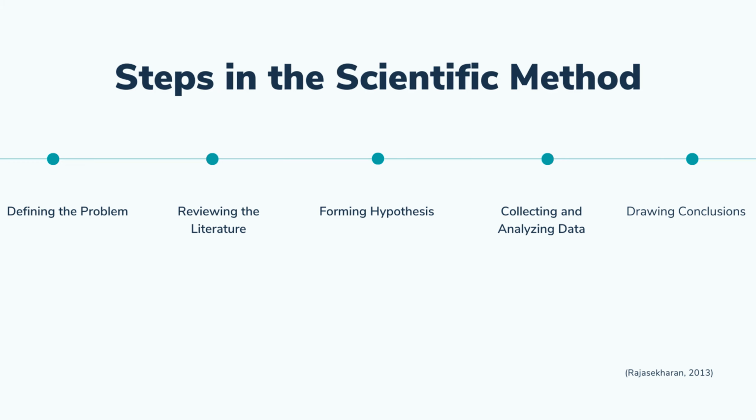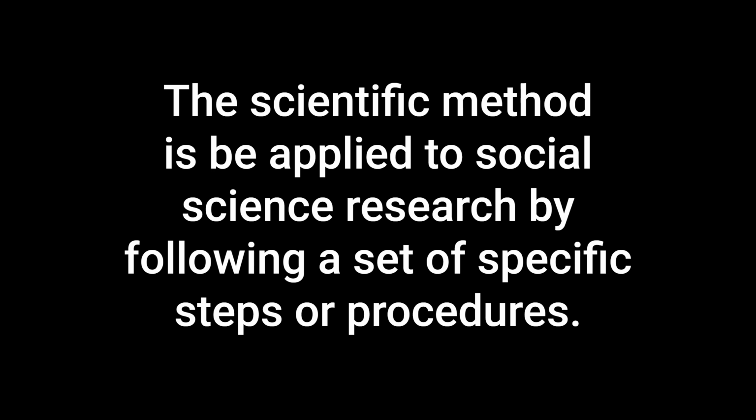In pursuing research, the use of the scientific method is required. The steps in the scientific method are as follows. 1. Defining the problem. 2. Reviewing the literature. 3. Forming hypotheses. 4. Collecting and analyzing data. 5. Drawing conclusions. The scientific method is applied to social science research by following a set of specific steps or procedures.